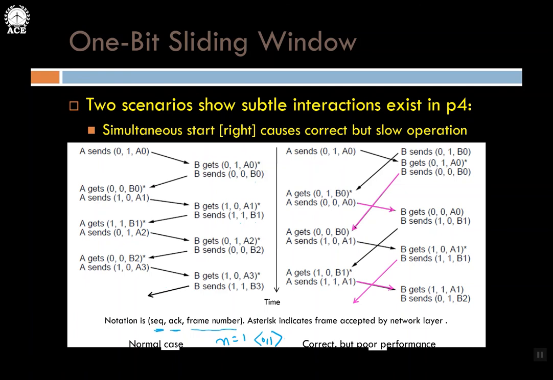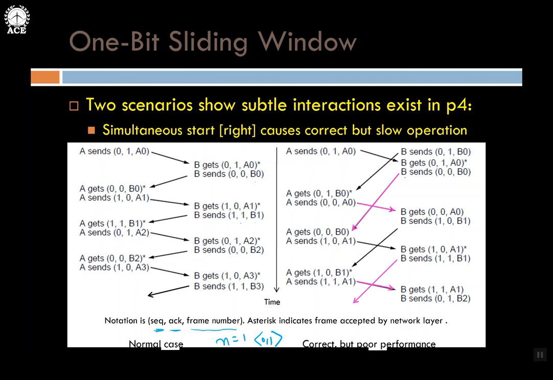Now in the second case, what is happening here? The protocol is correct, but the performance is poor. Why? Because here, unlike the earlier occasion, because this is full duplex communication, both of them start sending the frame simultaneously. So A sends 0, 1, A0, and simultaneously B sends 0, 1, B0. So B gets the frame sent by A, but it takes a slightly long time for A to get the frame sent by B. It will take a long time. So it has received correctly.